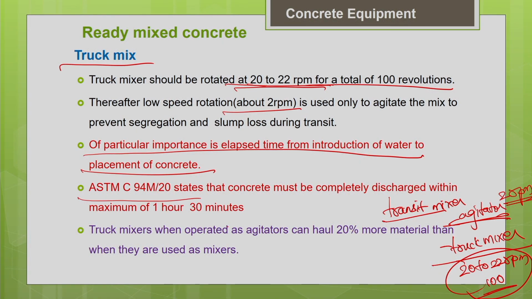Okay. So, that is why we have to deliver the concrete within the stipulated time as given by the Codal guidelines. Okay. So, according to the ASTM guidelines, it states that concrete must be completely discharged within a maximum of 1 hour 30 minutes. Within 1 hour 30 minutes, you have to completely discharge the concrete. So, your time is counted from the moment you add the water to the concrete making materials. Okay. So, till the placement time. If the transit time is going to be extended beyond this, then the concrete quality will be poor, you have to reject the concrete. Okay.